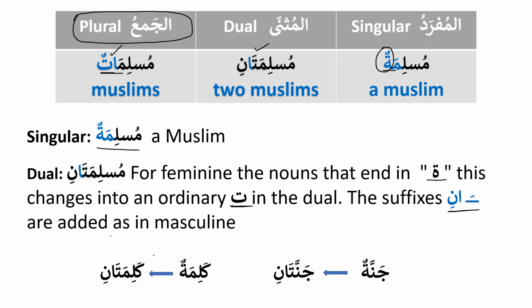Is this clear so far? Do you have any questions? It seems to be, inshallah, very clear. There is nothing ambiguous or difficult about it. So we are done with the singular and we are done with the dual. And of course, now we have to move on to the plural.